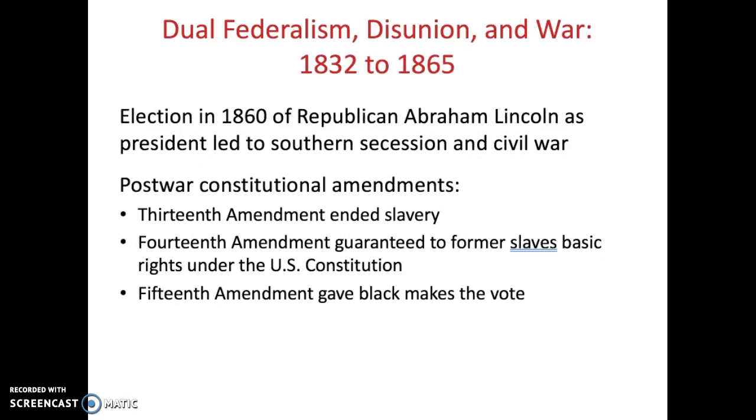The 13th, 14th, and 15th Amendments are typically called the Civil War Amendments. The 13th Amendment ended slavery, the 14th Amendment granted due process under the law, and the 15th Amendment gave all males the right to vote.